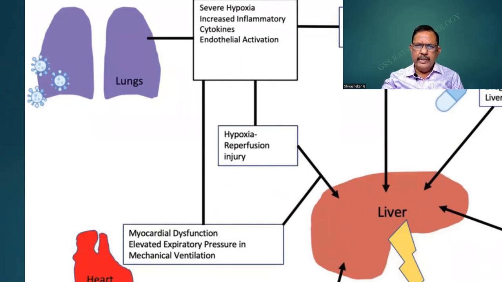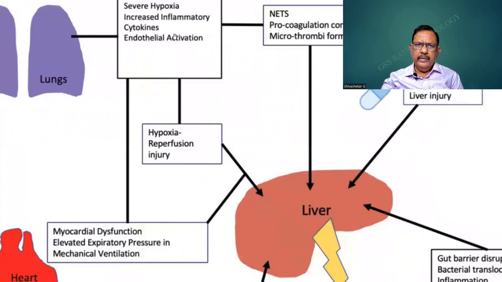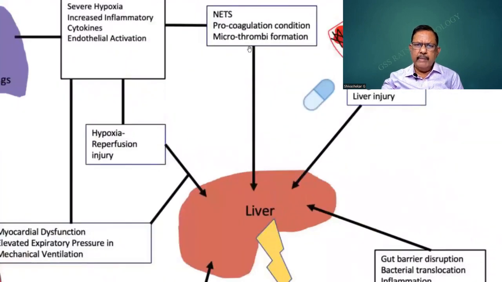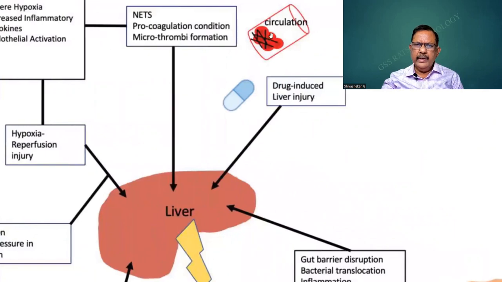Also, I'll be able to see that there is the procoagulation that happens and microthrombi that are being formed. The hypoxia leads to a diminished amount of blood and then a reperfusion, which can lead to a necrosis. So also the microthrombi. Similarly, there can be microthrombi formed leading to obstruction, and there are various drugs which can cause a hepatic injury.